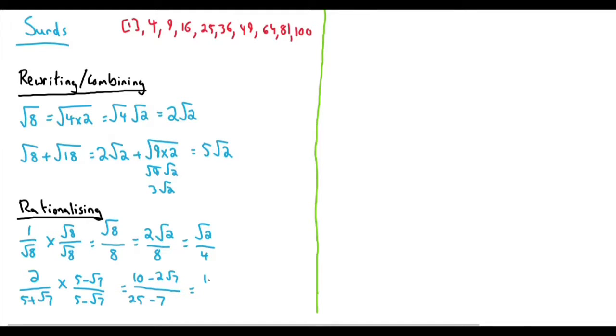Just to finish up then, that'll be still 10 minus 2 root 7 on top. On the bottom, 25 minus 7 is going to give us 18. And this you could just divide through by a factor of 2. So it's 5 minus root 7 over 9.